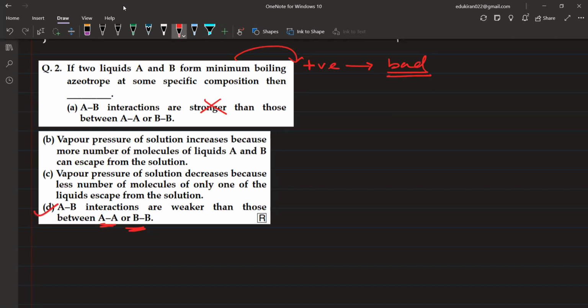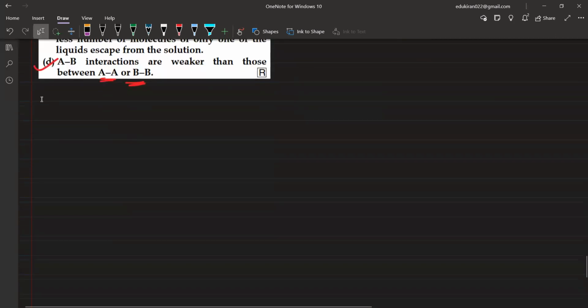Even though I can say B option भी correct ही होगा, vapor pressure of the solution increases because more number of molecules of liquids A and B can escape from the solution, है ना। तो B option भी सही है, yes or no? क्या ख्याल है फहद, इरम? है ना, B option will also be correct। दोनों ऑप्शन सही है यहाँ पे। ओके, moving on, try this one.